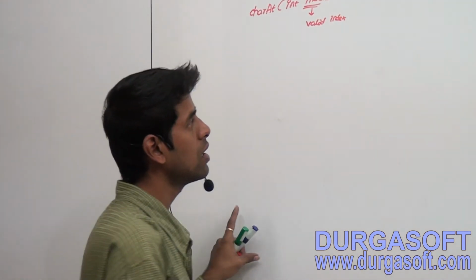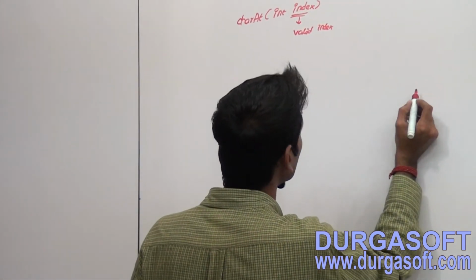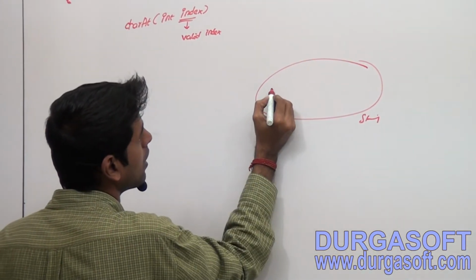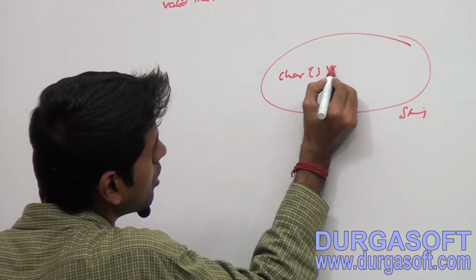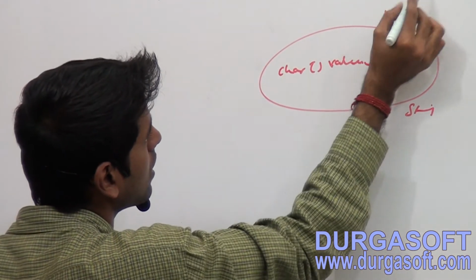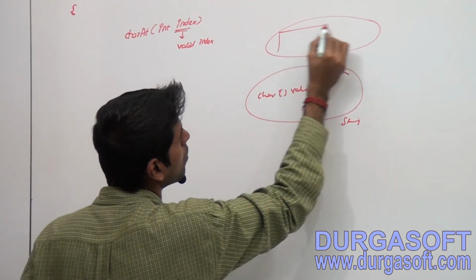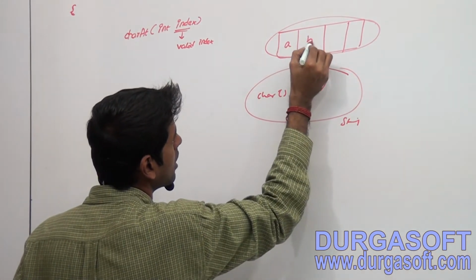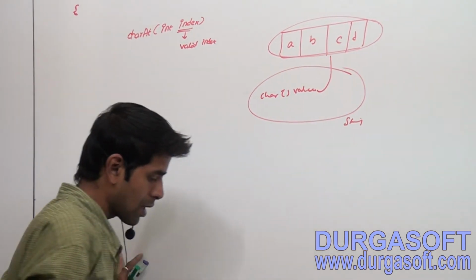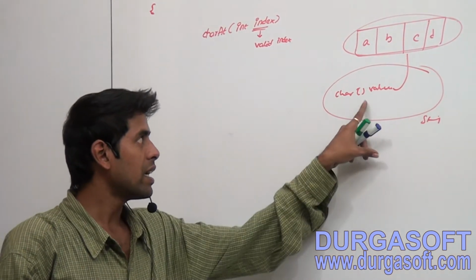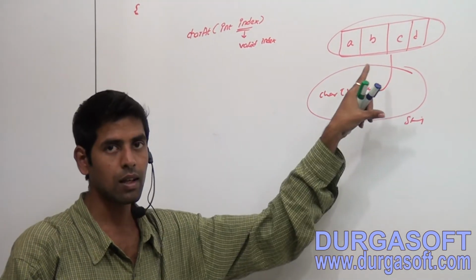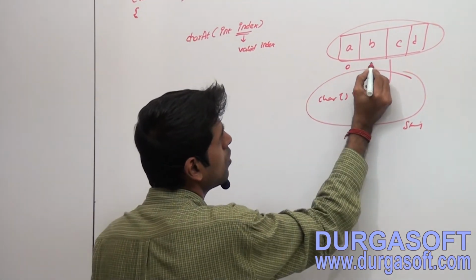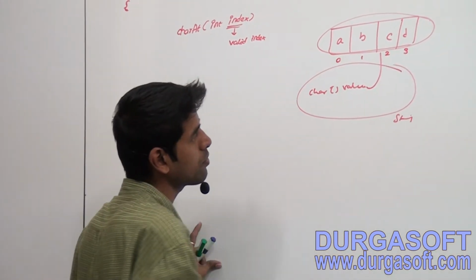Observe here, think that you have a string object where the char array, which is referred to, has the data, let it be like A, B, C, D. Now what is the index range for this array? 0 to 3, right? 0, 1, 2, 3.